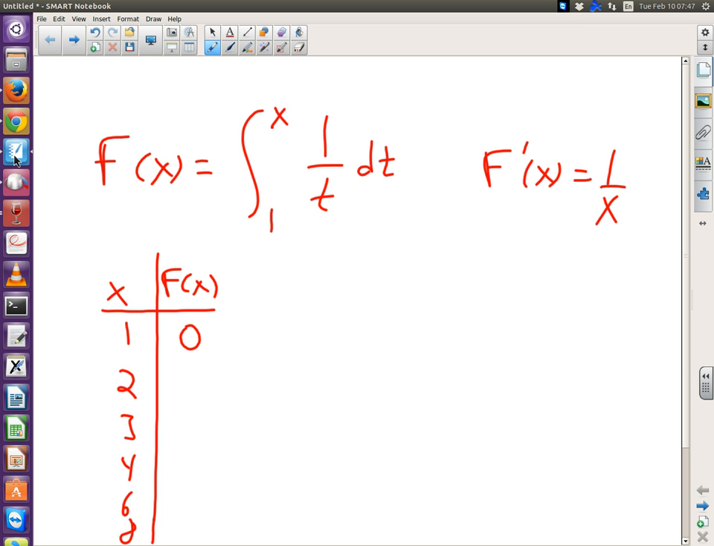What I'm going to try and do is show you that this is logarithmic. You know the properties of logs, right? The log of a product. The log of 2 times 3 is the log of 2 plus the log of 3. The log of 8 divided by 2 is the log of 8 minus the log of 2. The log of 2 to the 3 is 3 times the log of 2.